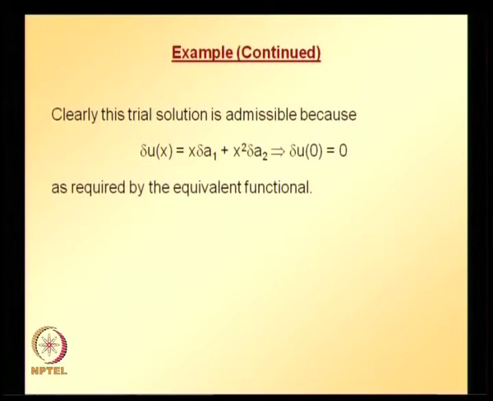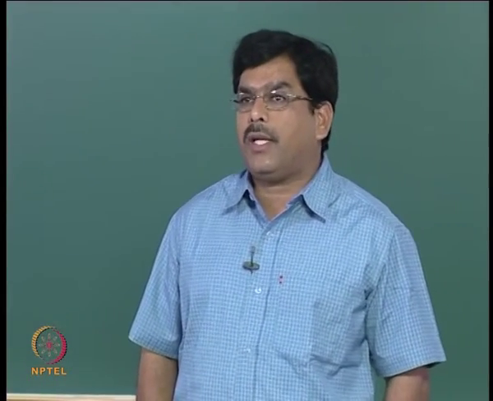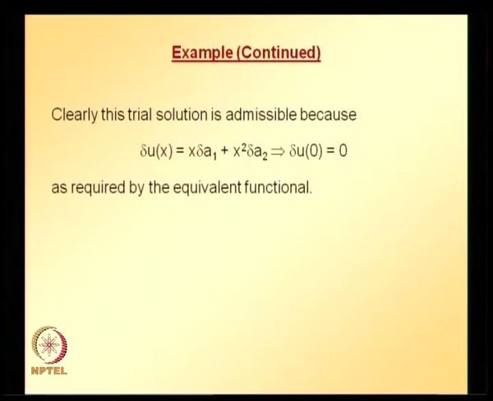And before we proceed further, we can check whether this admissible trial solution indeed satisfies the condition that the variation of u evaluated at x equals 0 is 0, because that is the condition that we use to eliminate one of the boundary terms. So if you take the variation of the given admissible trial solution and substitute x equals 0, it clearly satisfies the condition. And this is what is required for getting the equivalent functional.